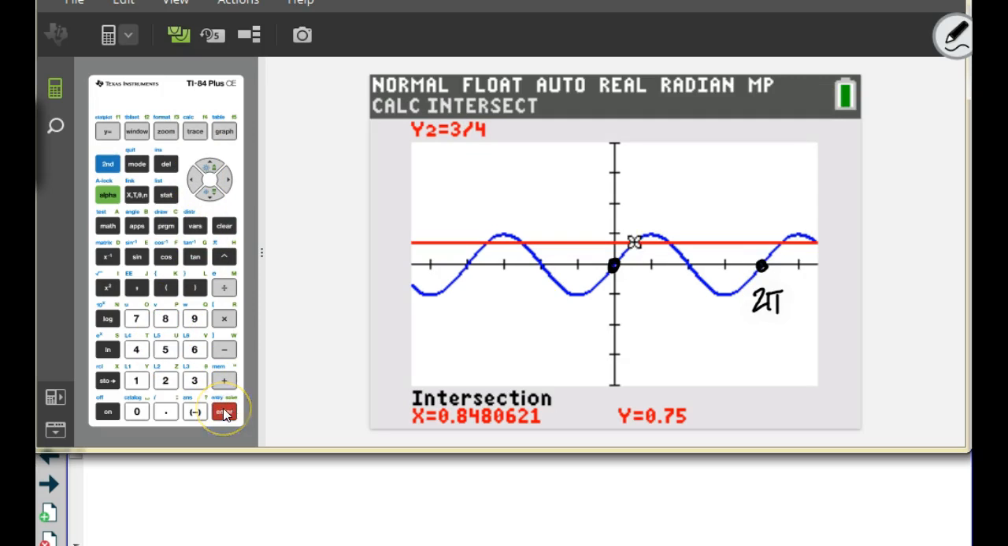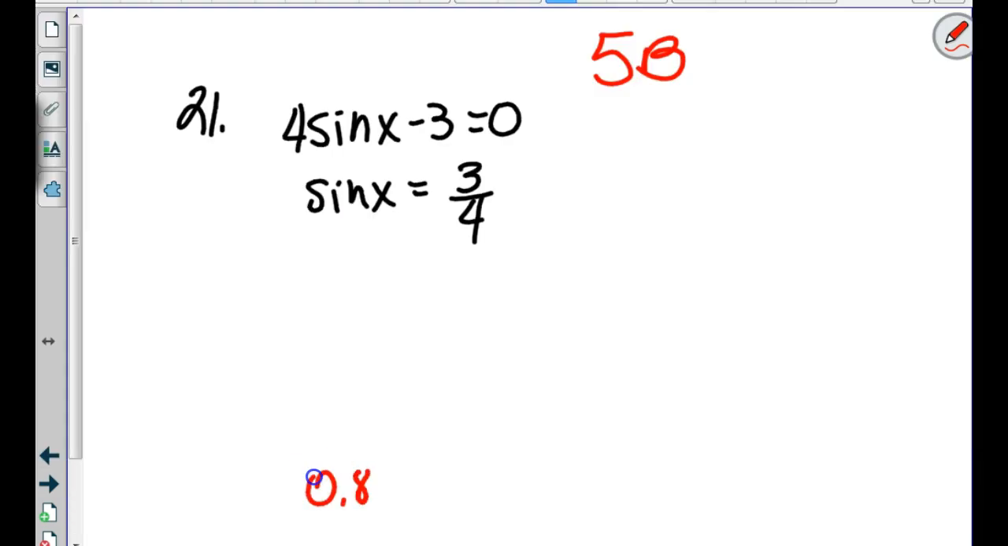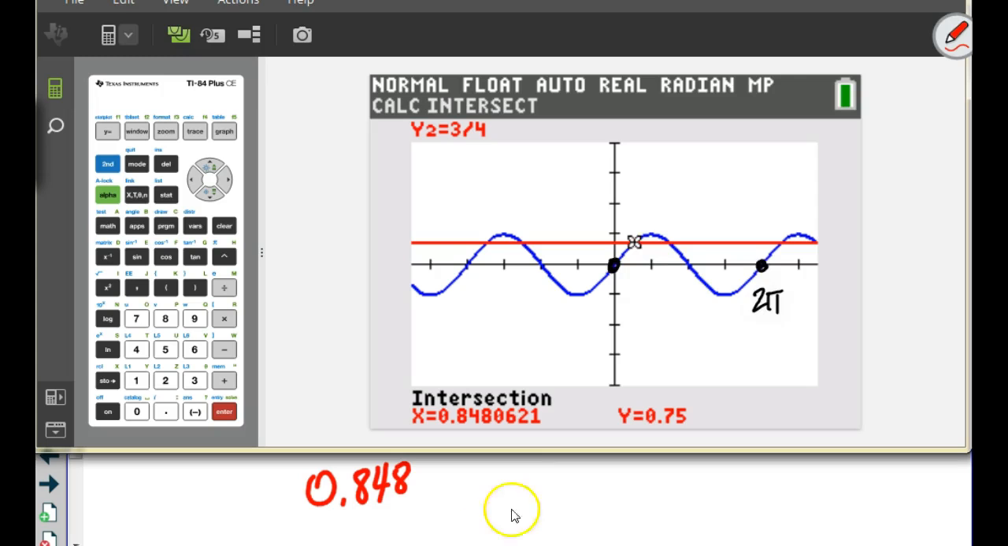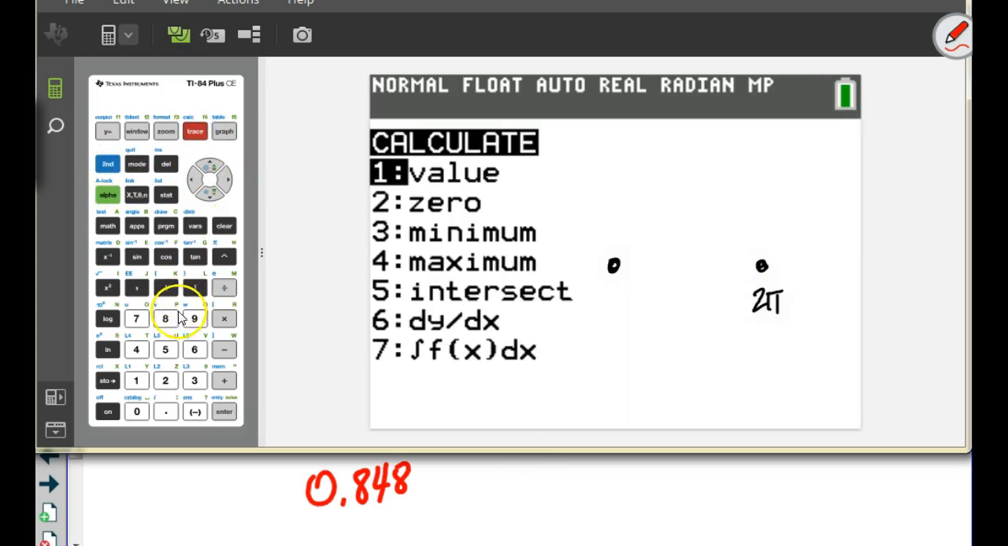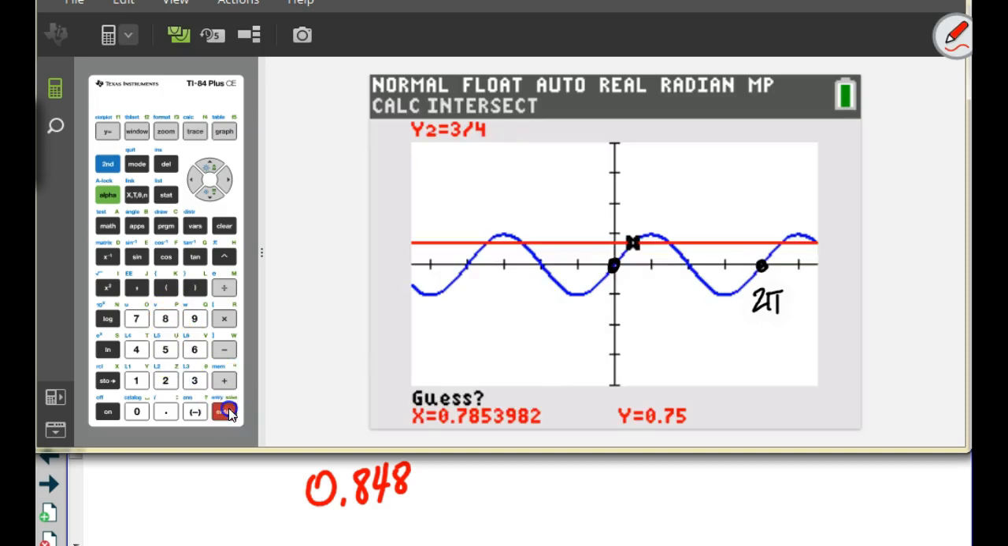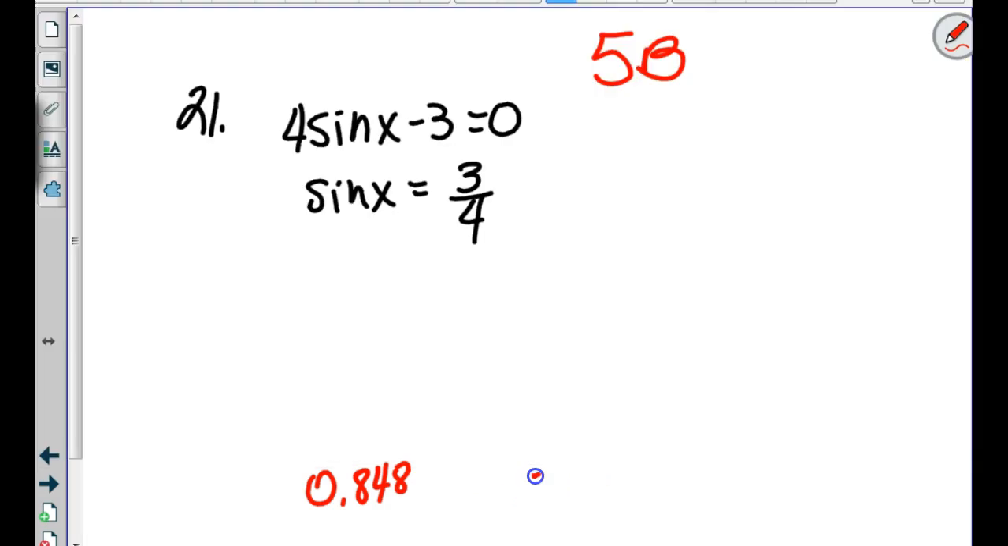Anybody get 0.848? Is that right? Does it say 3 places in the directions? Yes? Okay. And the other solution between 0 and 2 pi, enter, enter, scroll to the right to find this one. 2.294, anybody? Okay. We found the 2 between 0 and 2 pi.